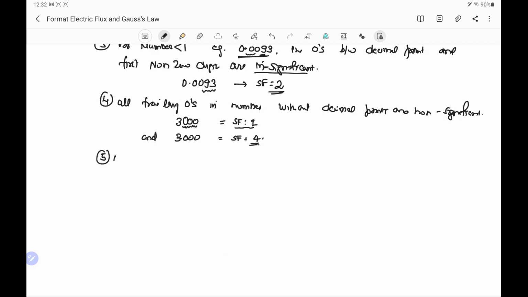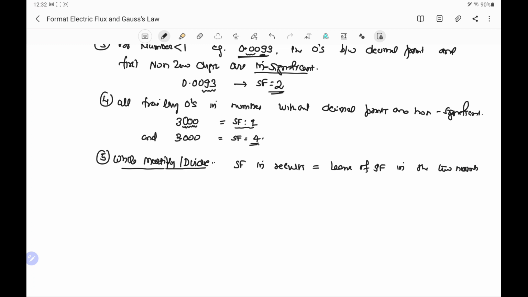Fifth is, while we multiply or divide two numbers, in that case, significant figures in the result will be equal to the least of significant figures in the two numbers. That means the number which is having the least significant figures, the same will be in the result of the multiplication or division also.